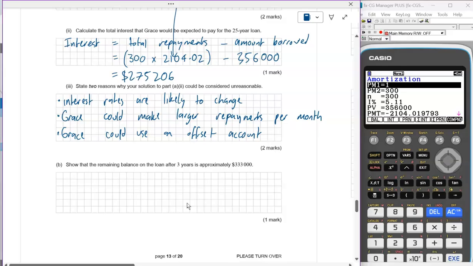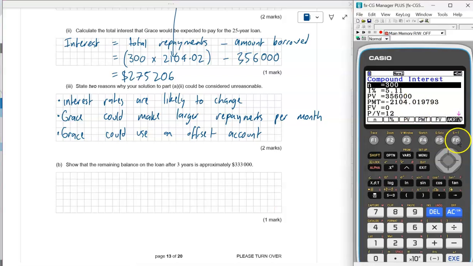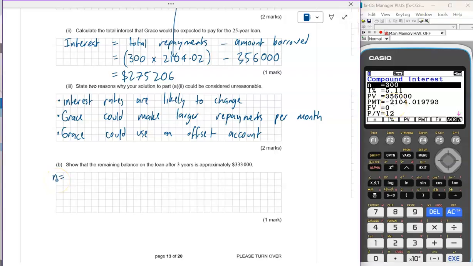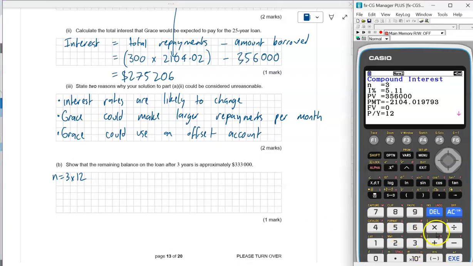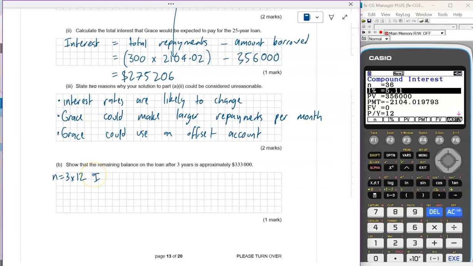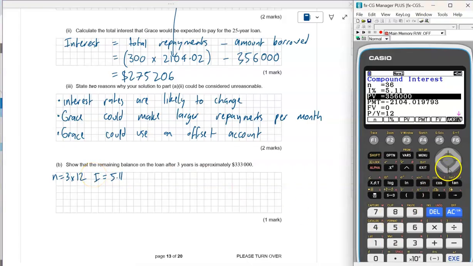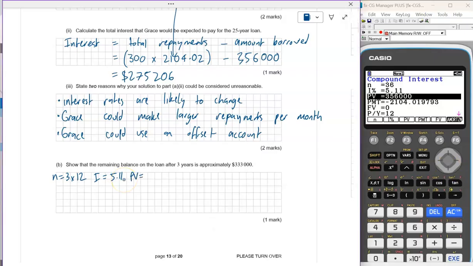Part B says to show the remaining balance of the loan after 3 years is approximately $333,000. So again, we're going to use the compound interest section of our graphics calculator here. We're going to set n to 3 times 12 because we're talking about the first 3 years. So 3 times 12 or 36. The interest rate, again, we're just assuming remains at 5.11%. It hasn't changed.